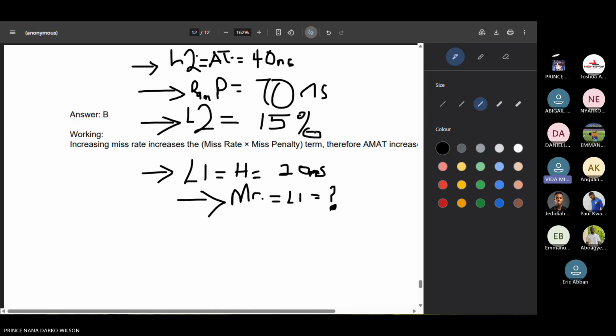Please, are we solving for miss penalty alone, and then L1 miss penalty alone and L1 miss rate too, like different? No, we are only solving for the level 1 miss rates. Okay. Thank you.